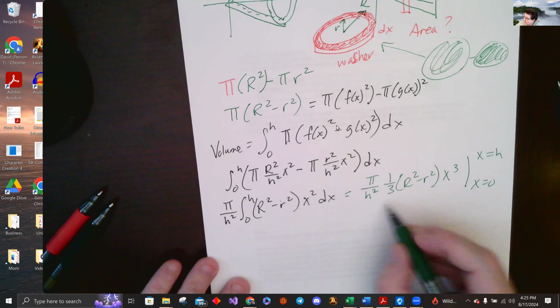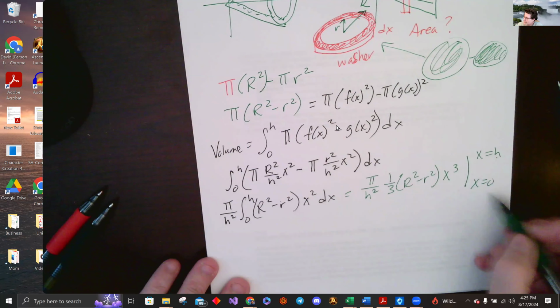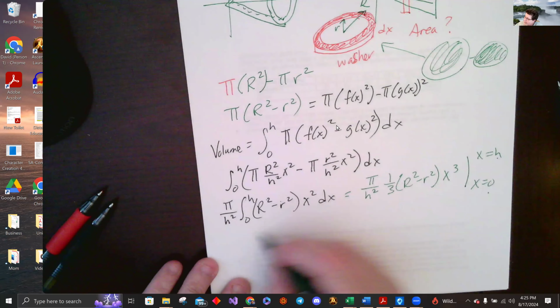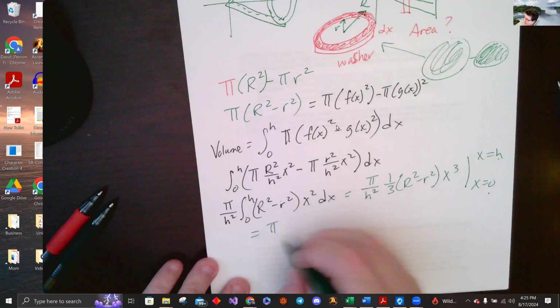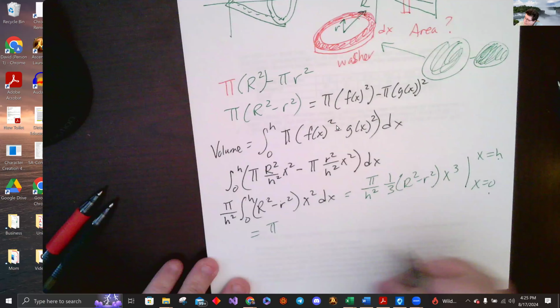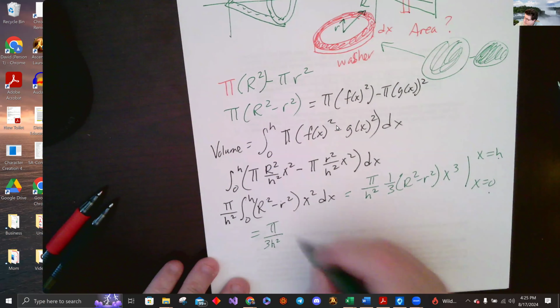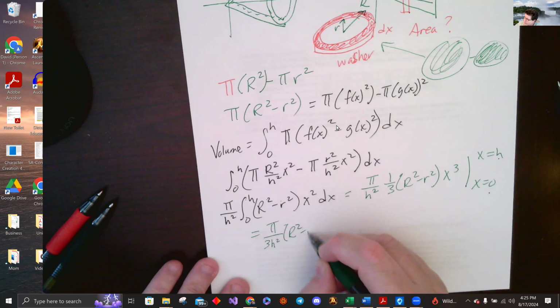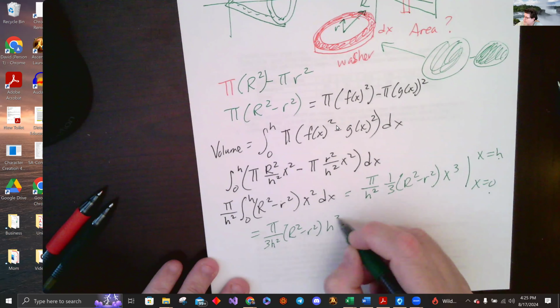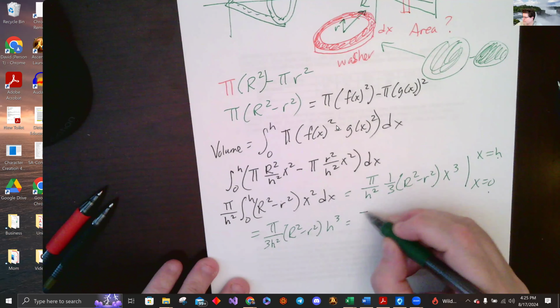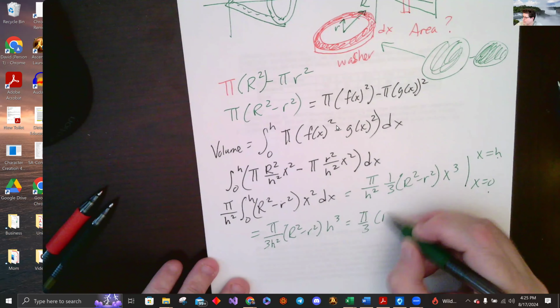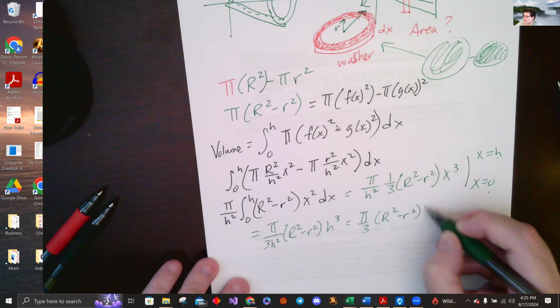So when we plug in h, 0 is going to make it go away. We've got pi over 3h squared times big R squared minus little r squared times h cubed. We end up with pi over 3 times R squared minus little r squared times h.